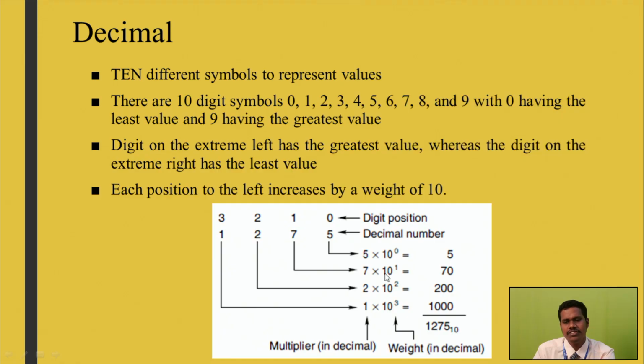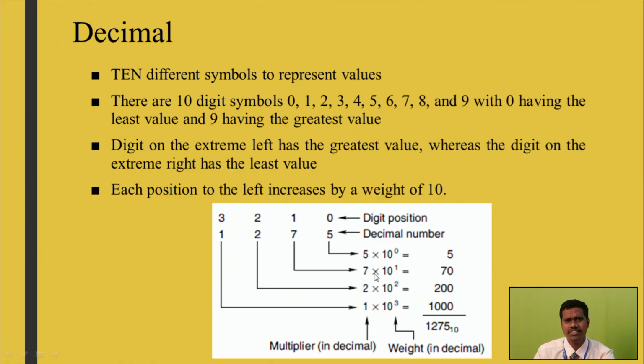So 10 power 1 gives the result 10. 10 power 2 gives 10 into 10, which is 100, and 10 power 3 gives 10 into 10 into 10, which is 1000. So 5 into 10 power 0 gives 5 into 1, so the result is 5, and 7 into 10 power 1 gives the result 70.